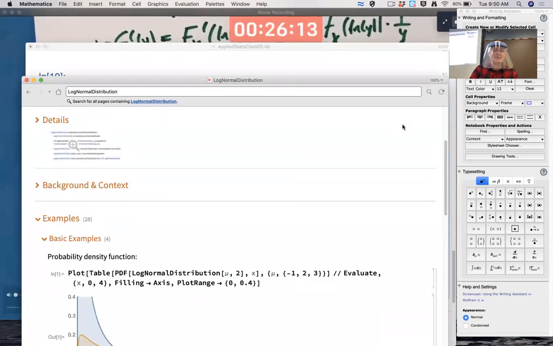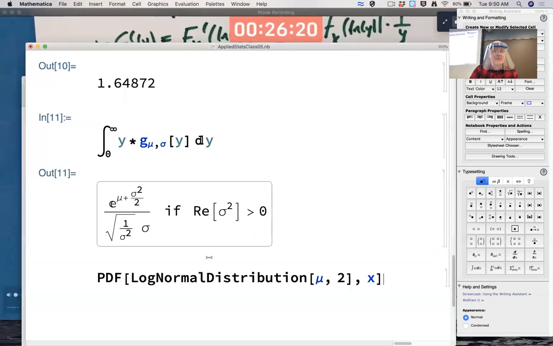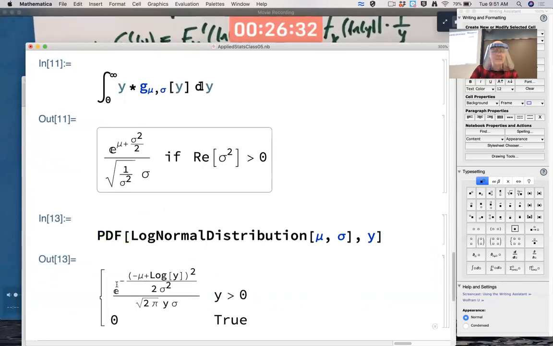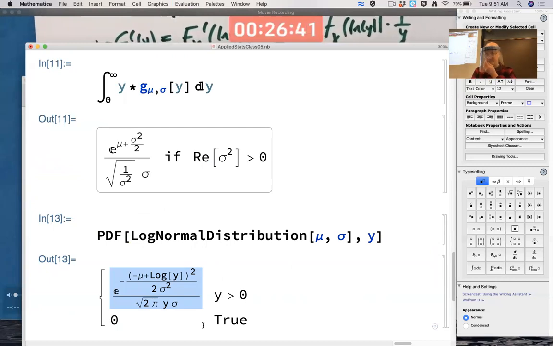And in fact, if you did this kind of syntax with PDF in there, PDF, log normal distribution, mu and sigma, I bet we get the exact same formula that we just derived, except with an x instead of a y. There we go. That's the exact same formula that we just derived. So it's built in. Good to see.